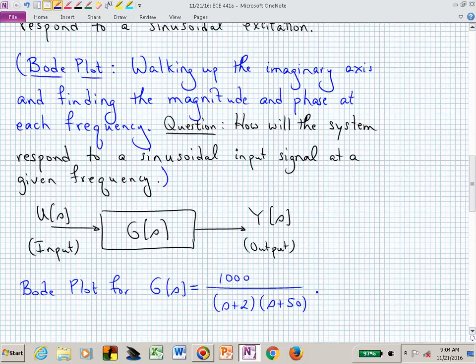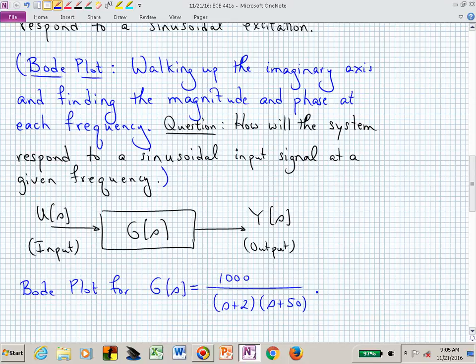So you go up to omega equal 1 and you shake the system at omega equal 1 radian per second. And now you compare your input frequency to the output frequency of the system, and you see maybe that the magnitude has gone down or gone up based on that frequency's response, and how much lag or advance there is between the reference input sinusoid and the output sinusoid that you're seeing. And that gives you your magnitude and phase information.